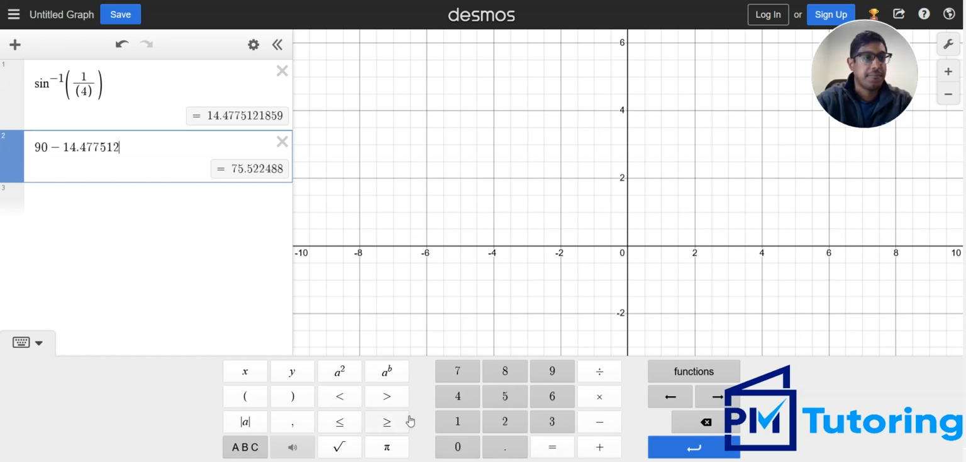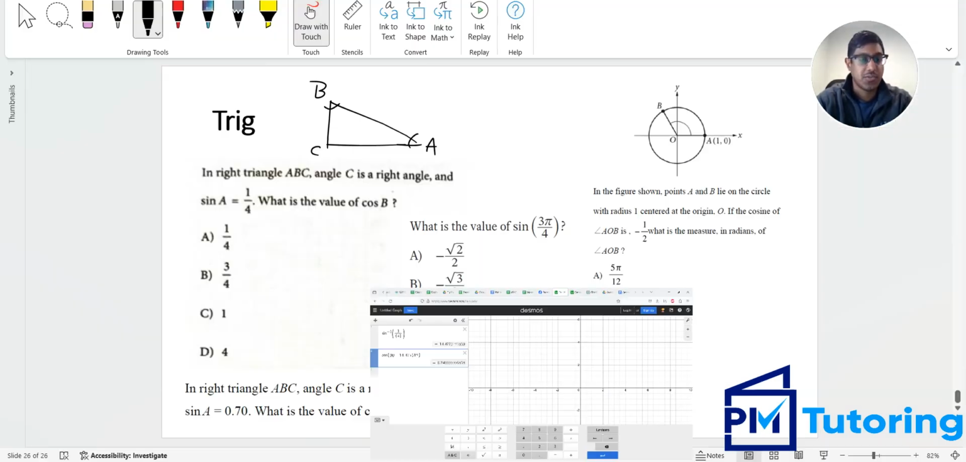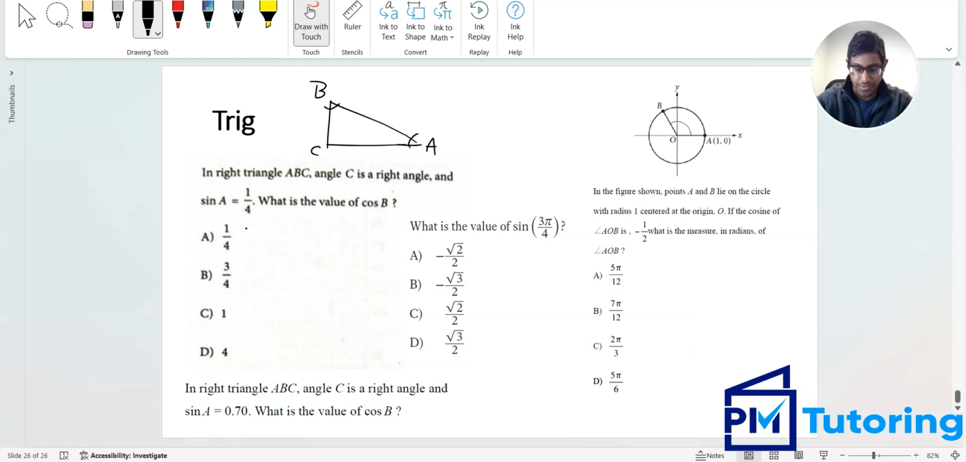14.477512, close enough. And then we could just take the cosine of this value. And that gets us 0.249999, or 0.25, which is 1/4. And yes, that is the theorem that when we're being tested on complementary angles, the sine equals the cosine.